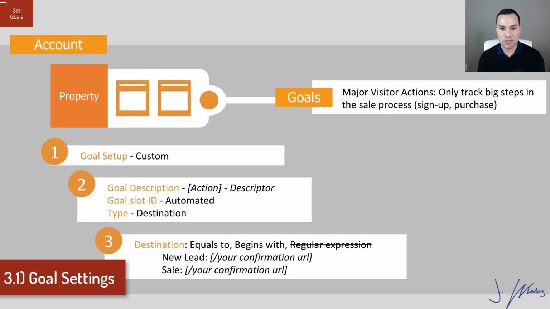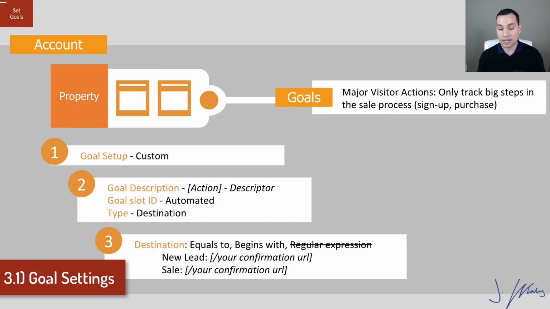So you have 3 options when it comes to goals, and of course, this is under your view settings, goals. Now, the first step is to choose your goal type. You're almost always going to choose custom. For your goal description, we'll get into a common naming convention we like to use.